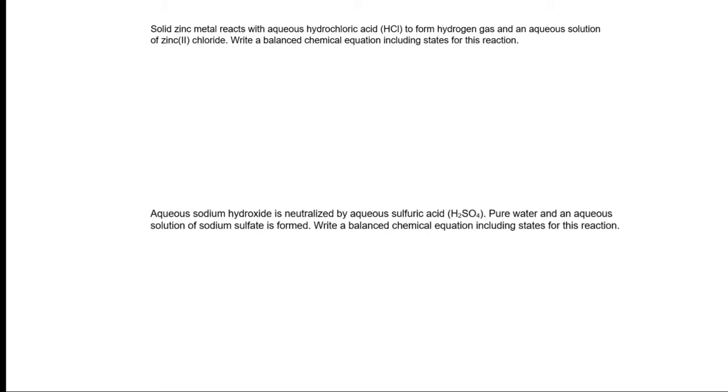Let's start with our reactants. So we have solid zinc metal reacting with aqueous hydrochloric acid. Okay, those are our reactants. So zinc metal is just Zn for zinc. Plus we're reacting with hydrochloric acid, which they gave us. So that's just HCl. Make sure there are no more reactants. No, because now we're going to form hydrogen gas.